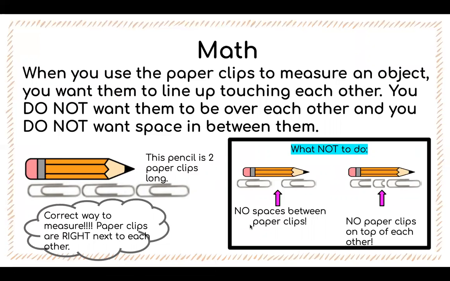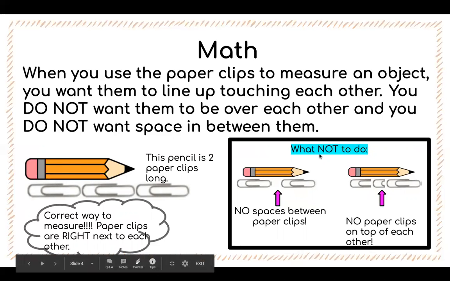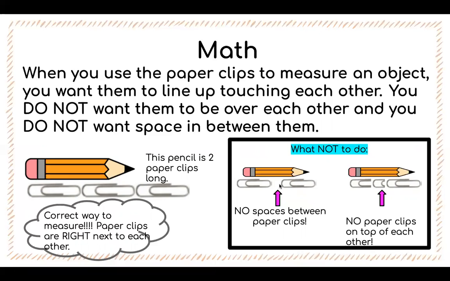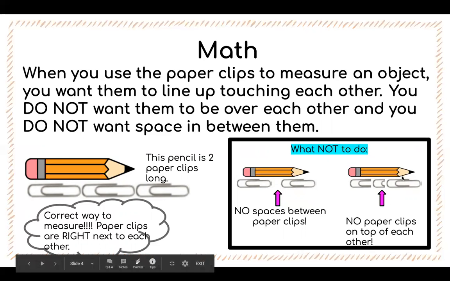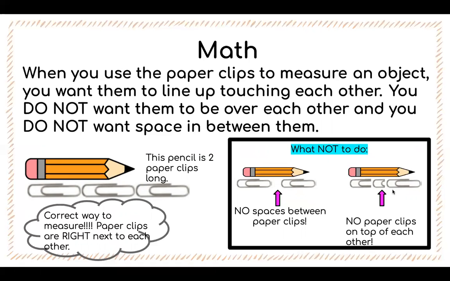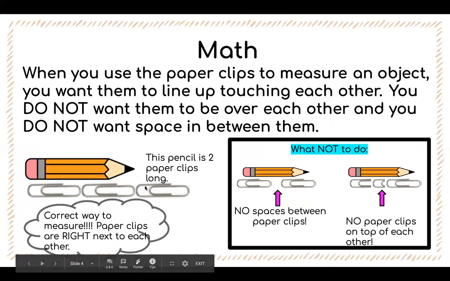In this box, this is what not to do. We notice at this picture, there is a space. There should not be any spaces between paper clips. In this picture, we notice that the paper clips are almost overlapped or on top of each other. That is not how we measure. We need them side by side over here. This is the correct way to measure an object.